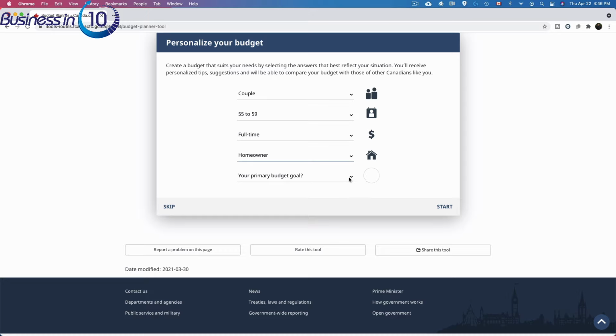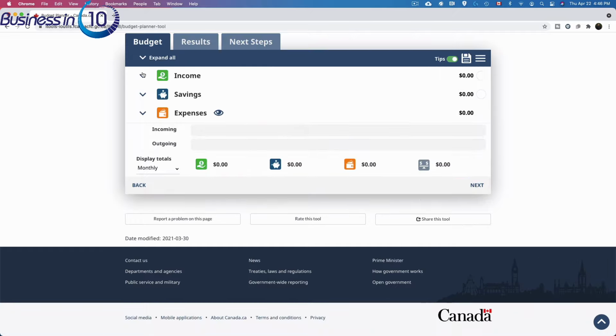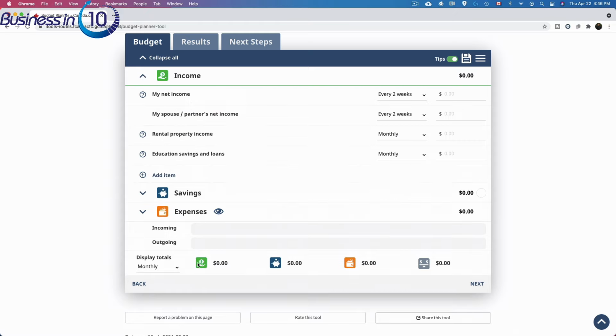And your primary budget goal. Here you can choose stay on track, save money, cut my expenses, etc. Okay? It's up to you. In this case, I'm going to choose create my first budget. Start. Okay, here we are. So pay attention to these numbers here. They'll change as we build the budget.